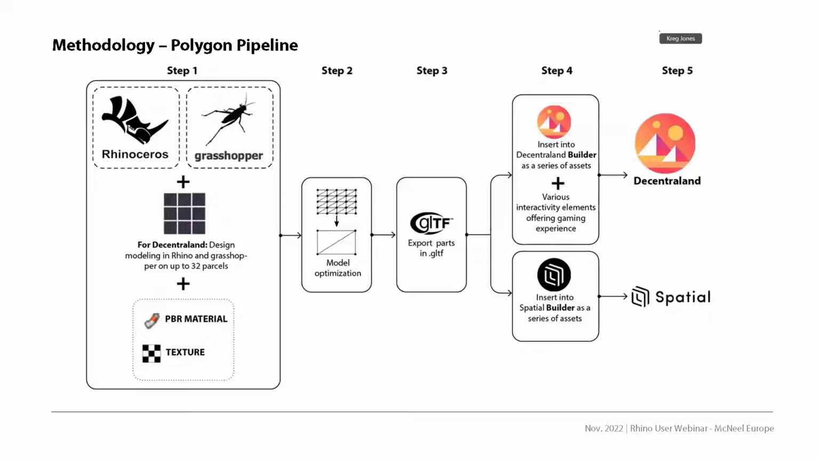For the Polygon pipeline, geometry was modeled and optimized using Rhino and Grasshopper before being exported via a GLTF plugin, including materials and texture. The model was divided in parts and uploaded as a series of assets into Decentraland's native builder. Interactive elements such as buttons and NFTs were added via the builder. The use of PBR materials enabled seamless transition of materials and textures. And this is actually the pipeline we're going to be demonstrating later on.